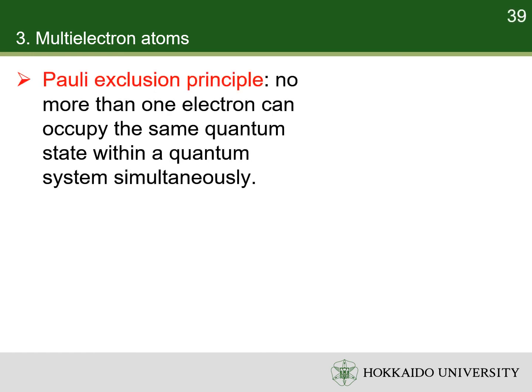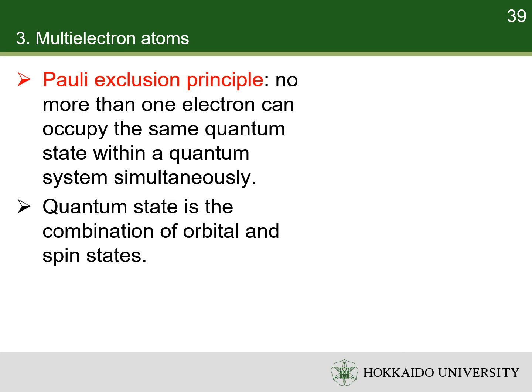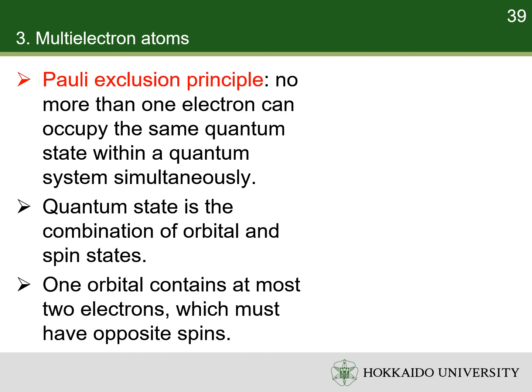The Pauli exclusion principle says that no more than one electron can occupy the same quantum state within a quantum system simultaneously. The quantum state is the combination of orbital and spin states. Therefore, one orbital can be occupied by at most two electrons with opposite spins.